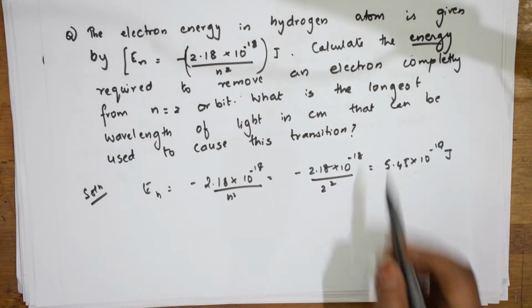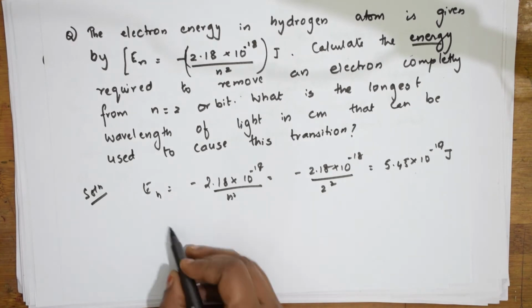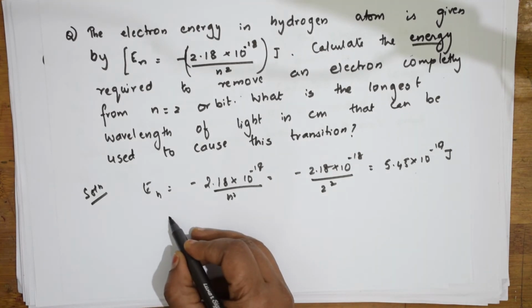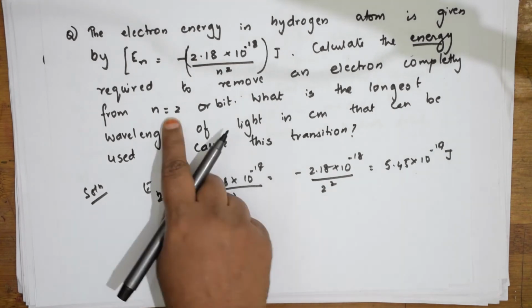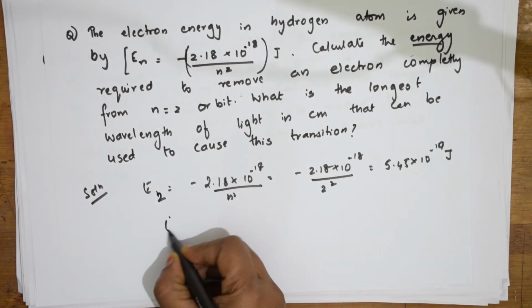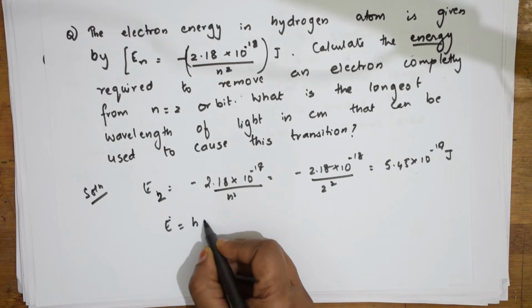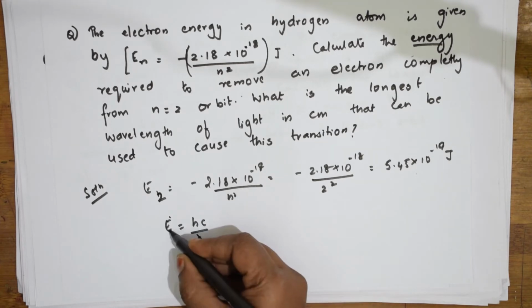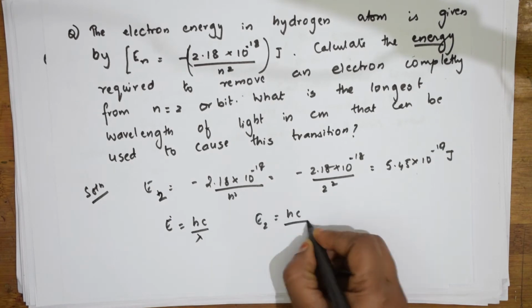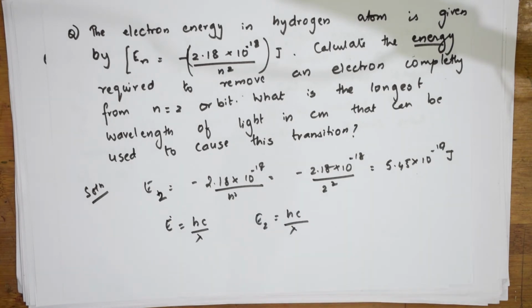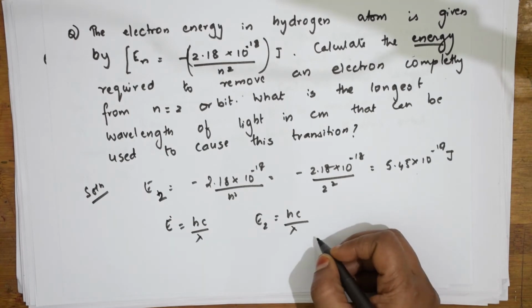Now I should also find out the longest wavelength, isn't it? So what is that formula? Now this En is nothing but E2, because n is equal to 2. So let me write the formula. Basically we have the formula E is equal to hc by lambda, so here E2 is equal to hc by lambda, isn't it?